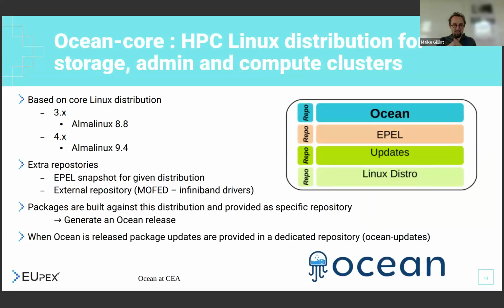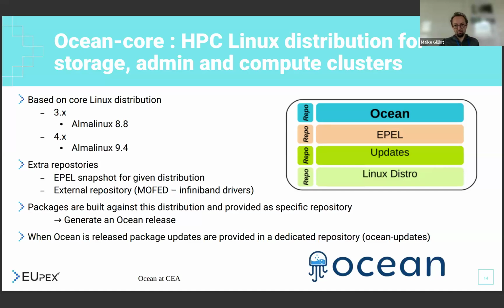Right now, Ocean is based on a Linux distribution, and we have two branches and two versions: the 3.x, now 3.8, which is based on Alma Linux 8.8. And we will soon release the 4.4, based on Alma Linux 9.4.